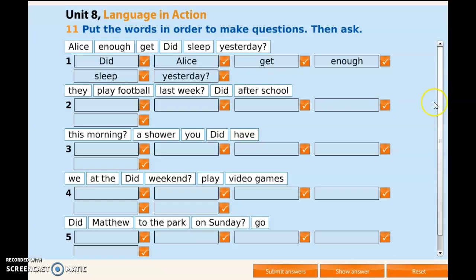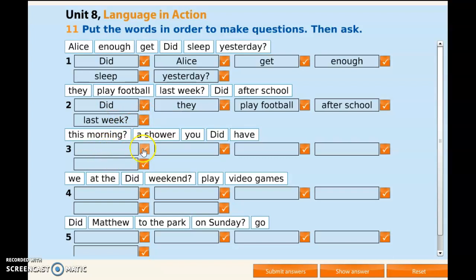Let's go to number 2. Once again, it's a question. We will start with did. Now we're looking for the person or the people. If we take a look, we will see that we have the word they. So did they, the activity now, play football? Did they play football? Then after school, and the expression of time goes here. Okay, it appears at the end. So did they play football after school last week?